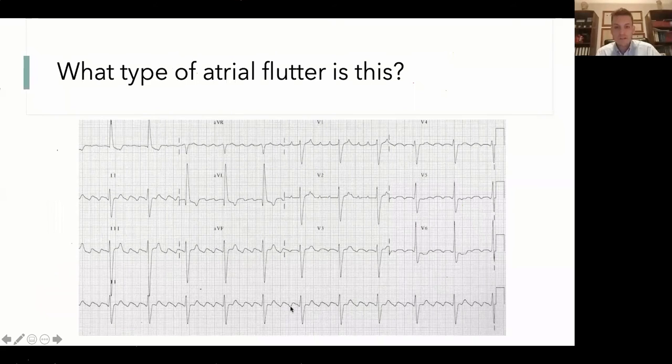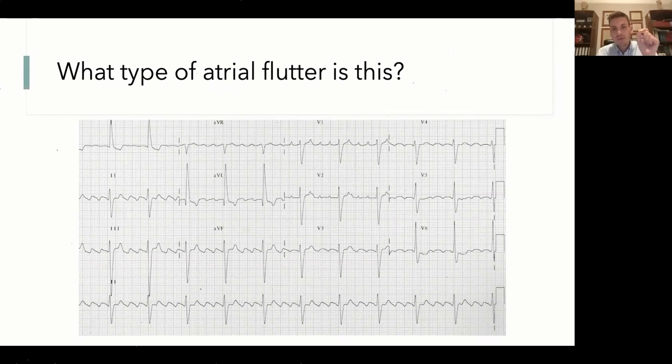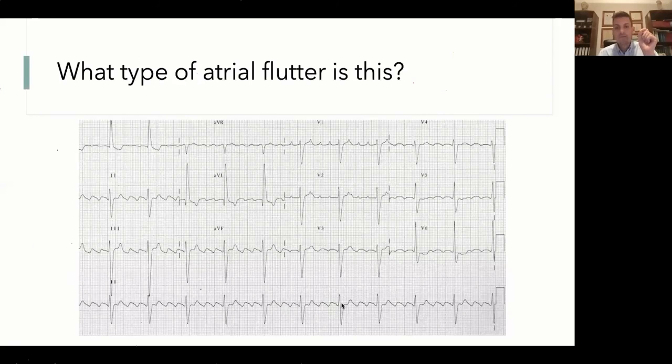Why? 1, 2, 3, QRS. 1, 2, 3, QRS. And this is constant, V2 here, okay? 1, 2, 3, QRS. This means that this is a fixed rate of 3 to 1, okay? And this is very important because mostly it changes to fibrillation, which is a very severe problem for patients. And because it may cause hemodynamic collapse if there is a constant firing of 1 QRS, 1 P, 1 QRS, 1 P.